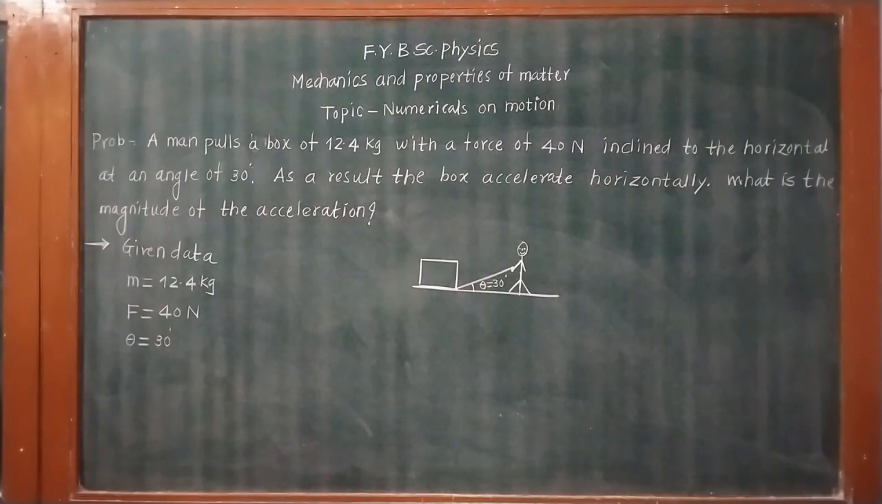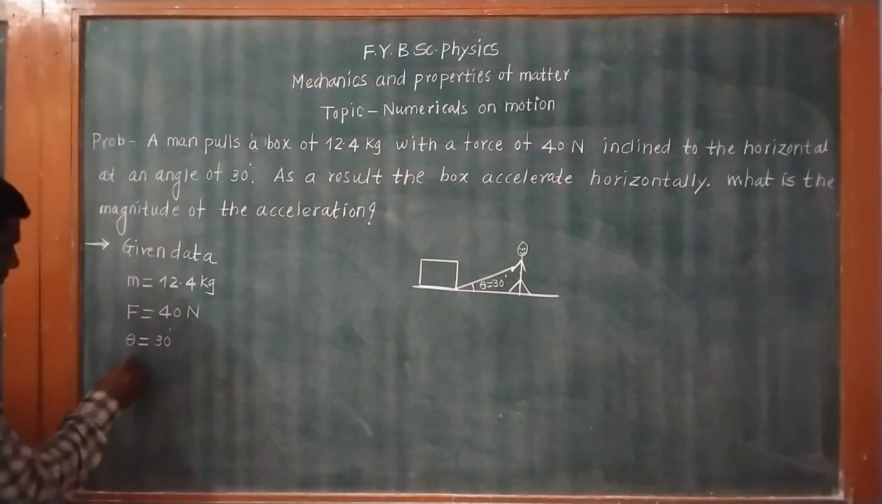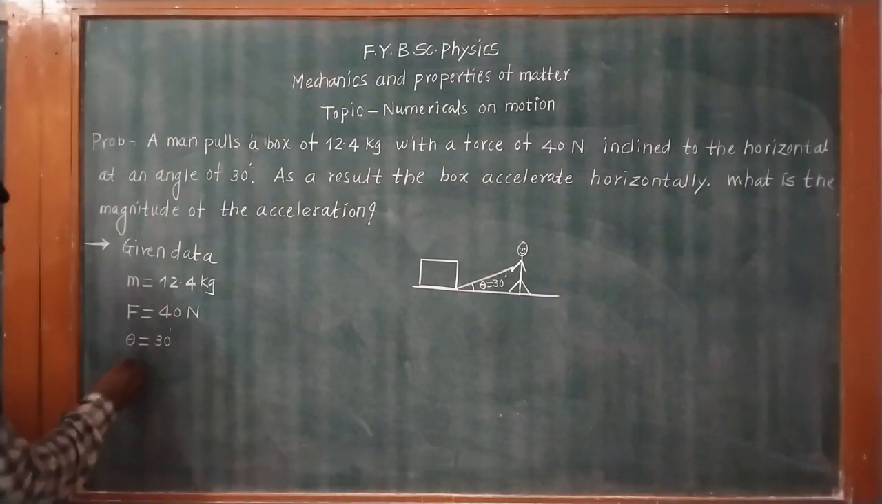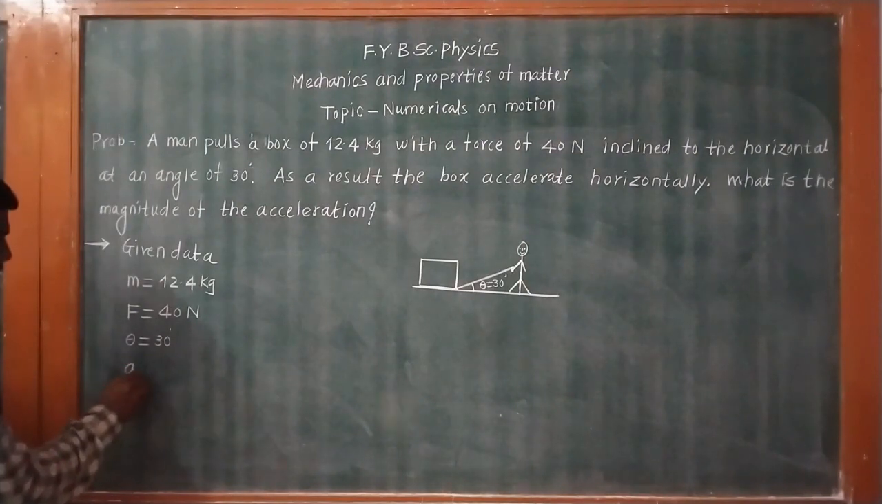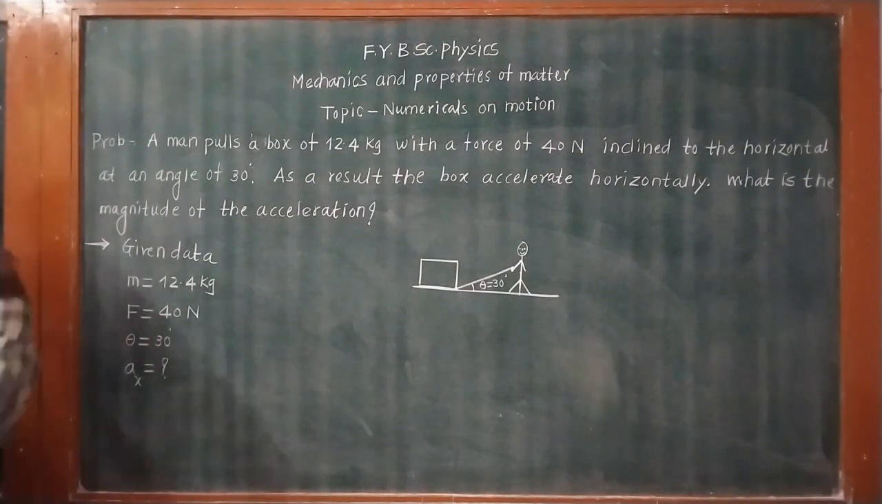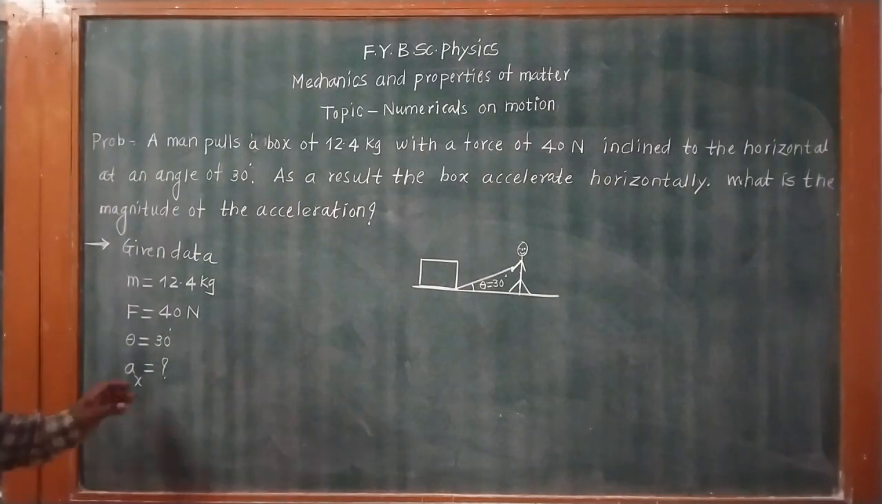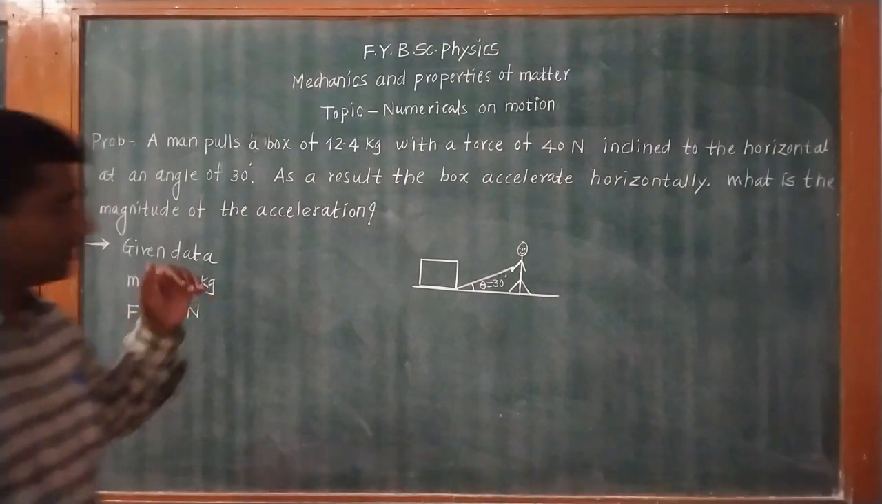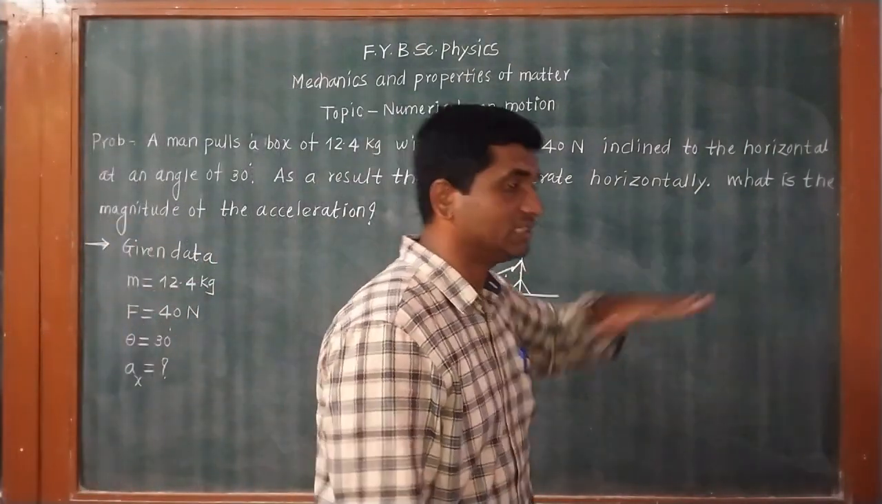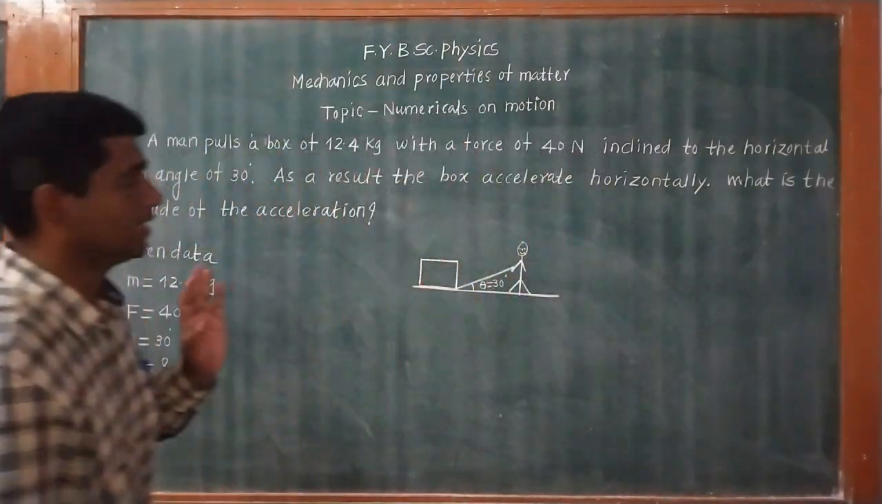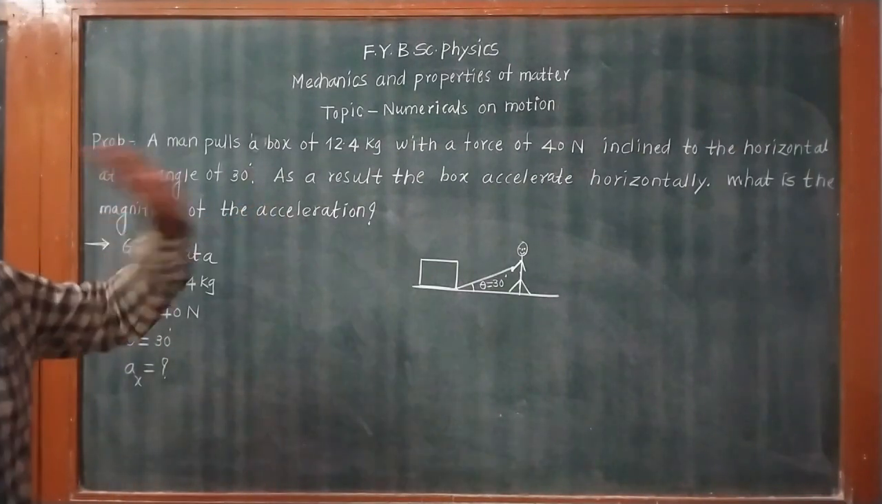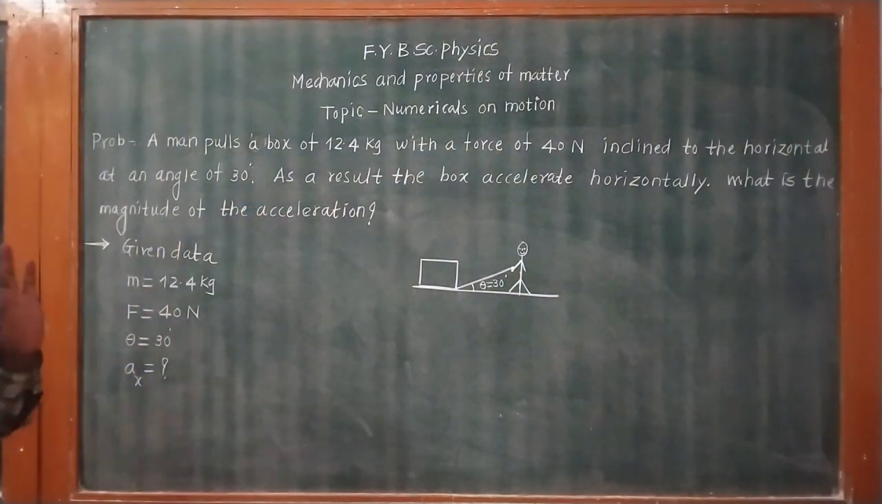As a result, the box accelerates horizontally. So the box is accelerating along the horizontal direction, and we have to find the acceleration. As the box is accelerating along the x direction, I'll write right in the starting ax is equal to question mark, because it has been given directly that the box is accelerating in the horizontal direction. What is the magnitude of the acceleration? That is why it is a question mark.